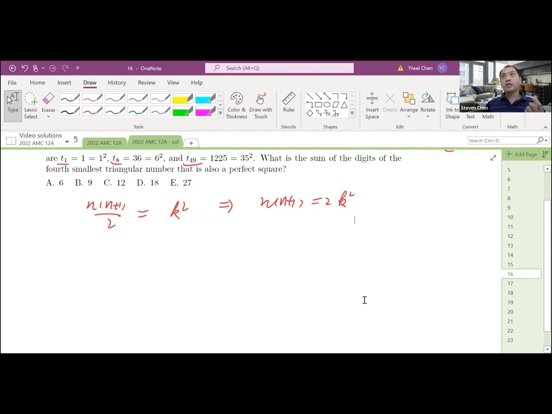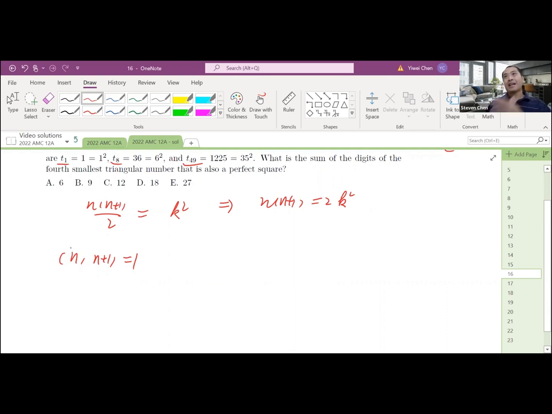For this equation, this is the key observation. On the left-hand side, we have the product of two consecutive integers. The key fact for two consecutive integers is that they are relatively prime, right? So what is the implication? Well, let's think about the right-hand side. Let's say we do the prime factorization of the right-hand side.